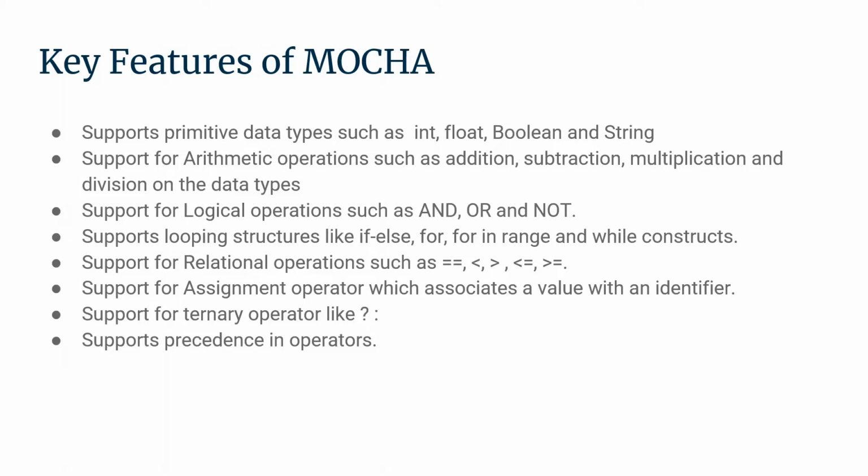So beginning with the key features of Mocha, we have the support for primitive data types such as int, float, boolean, and strings. We have also support for arithmetic operations such as addition, subtraction, multiplication, and divisions. Logical operations and, or, not can also be performed. We have also implemented looping structures such as for in range, while, and if else.